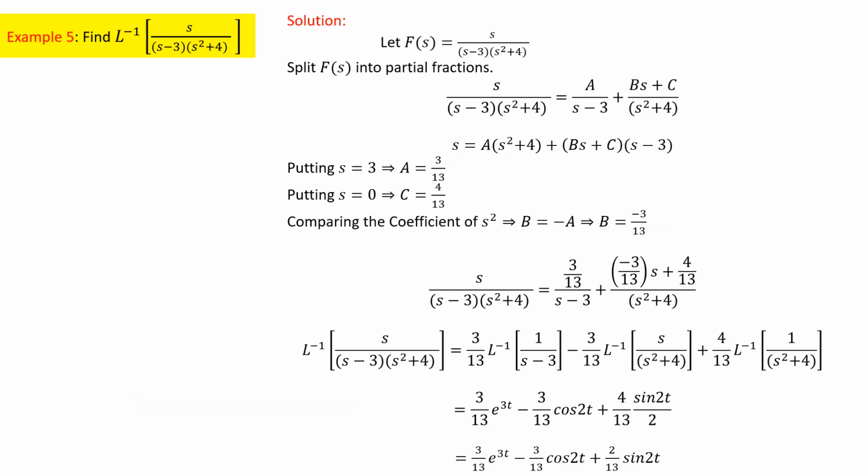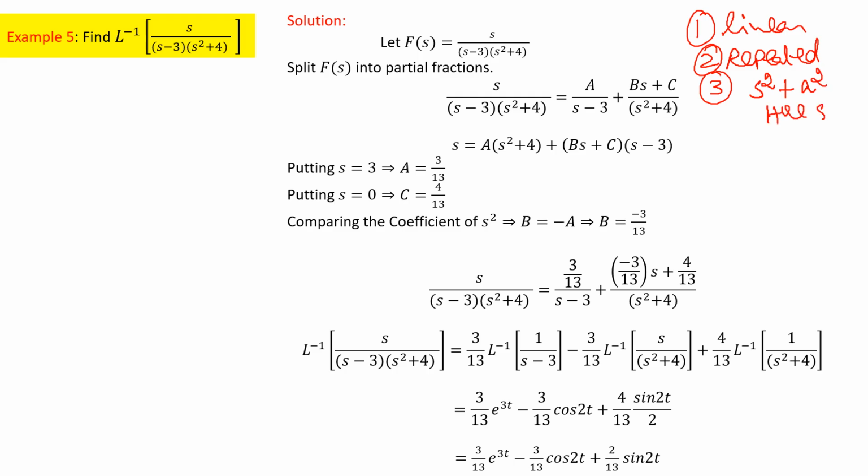Let us discuss one more example. This is a partial fraction third case. First case linear factors, second case repeated factors, and the third case it is like this format, s power 2 plus some value a power 2. So here s is missing. So how do you write the partial fraction?